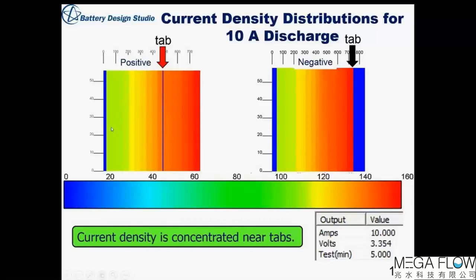and pretty significantly. If we look at the negative electrode, the tab's on the end. The highest current density is right there by the tab, and then as you move away from the tab, the current density decreases steadily. And just from the scale here, you can see it's about 160 amps per meter squared max down to about 100, the minimum value. So about a 50–60% variation in current density across the electrode.